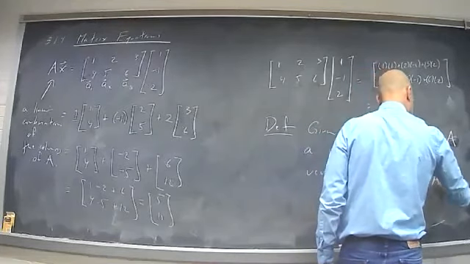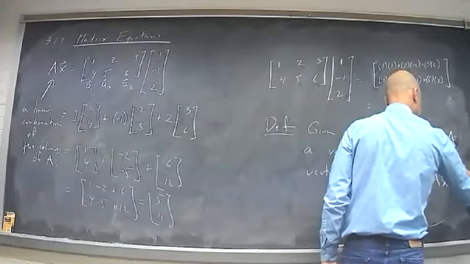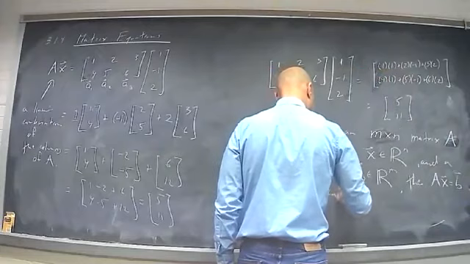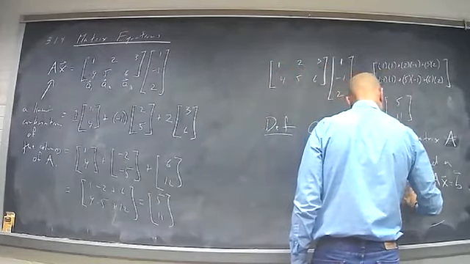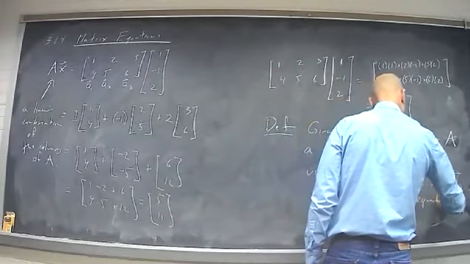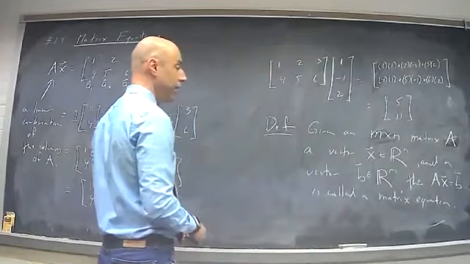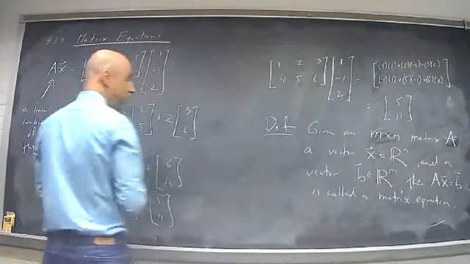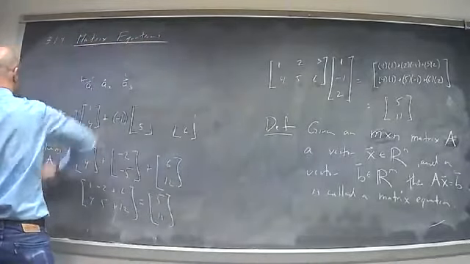Then Ax = b is called a matrix equation. And solving a matrix equation means finding an x which makes the left side equal to the right side.